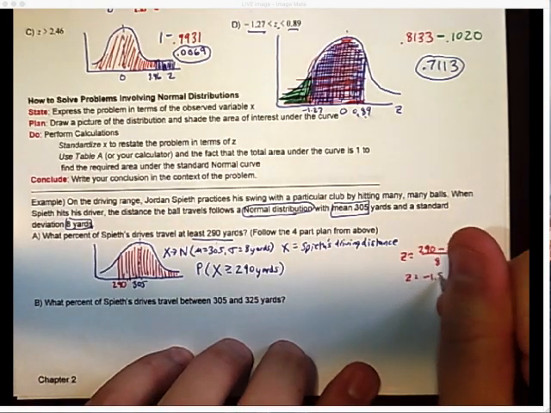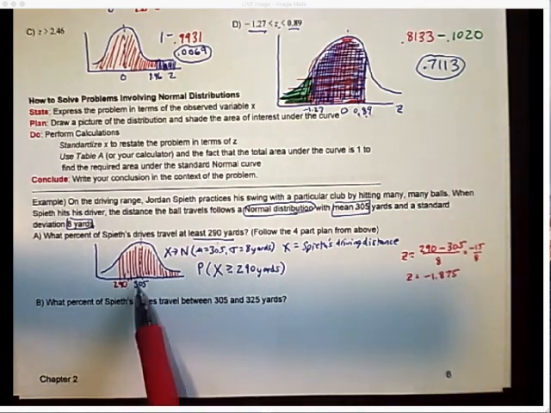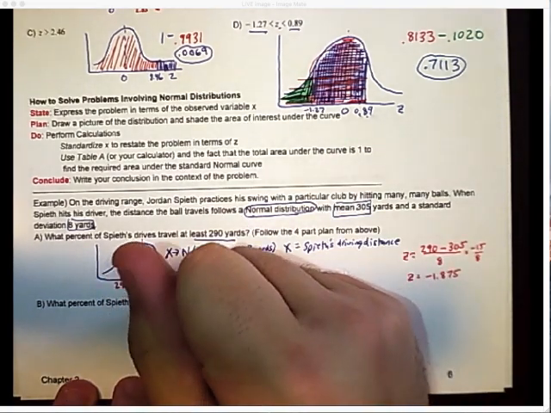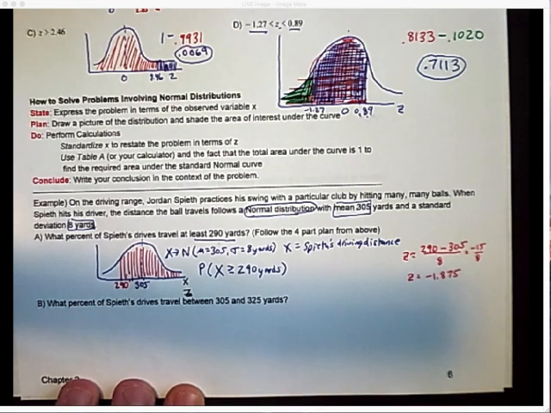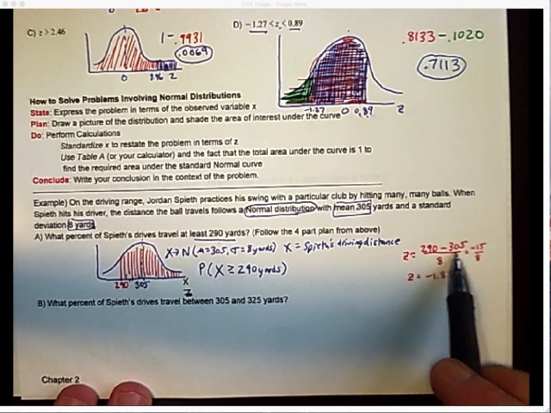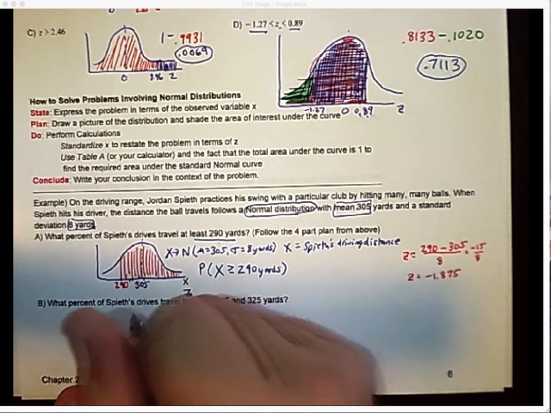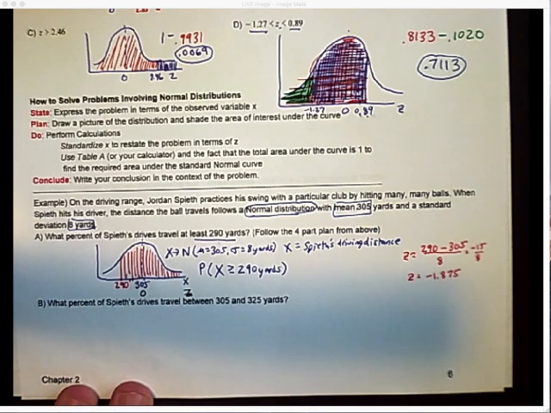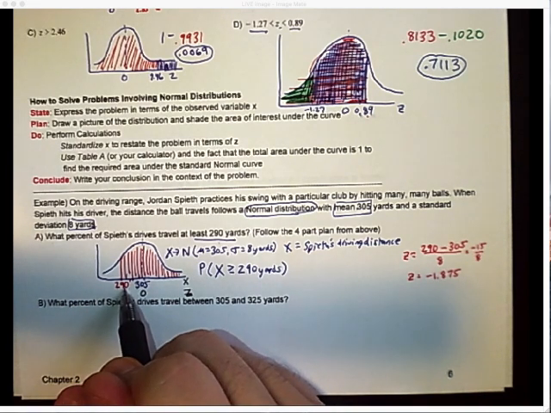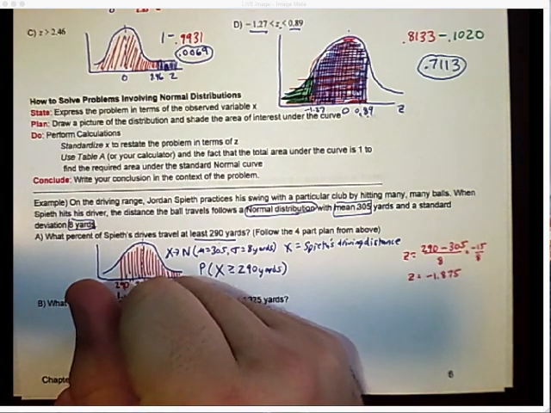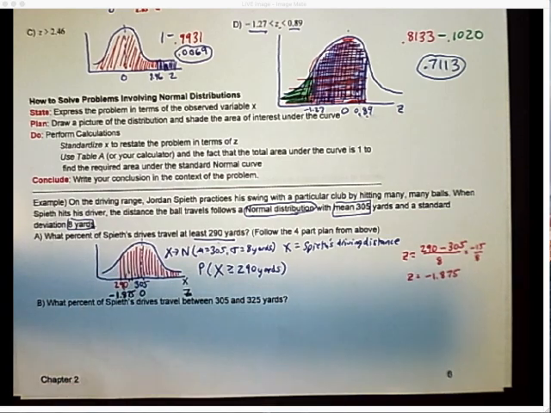Negative 1.875. So these distances are like x values, the values of the variable. But we should turn these into z-scores if we want to use the table. So the mean, if you put in 305 here, that part would be 0, and 0 over 8 would still be 0. So the mean always has a z-score of 0. And we said that this value has a z-score of negative 1.875.